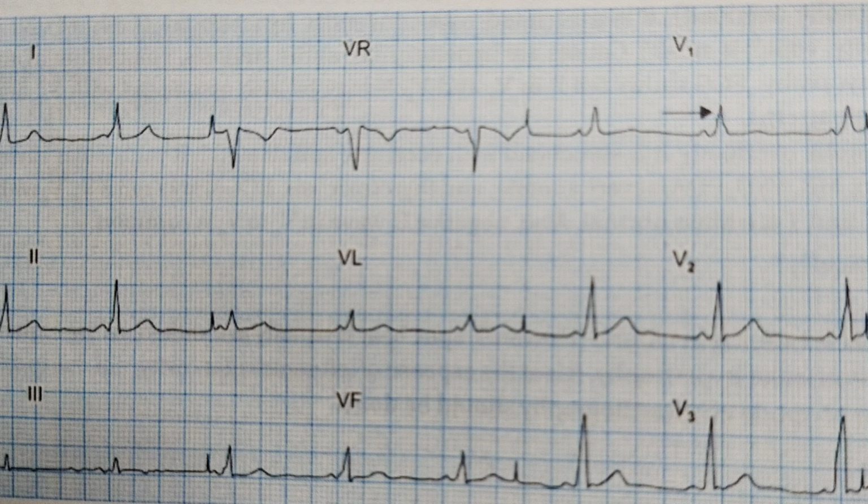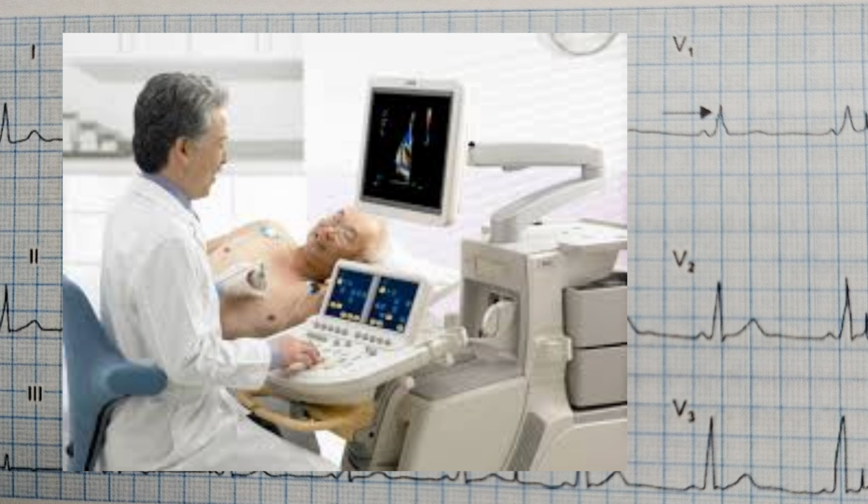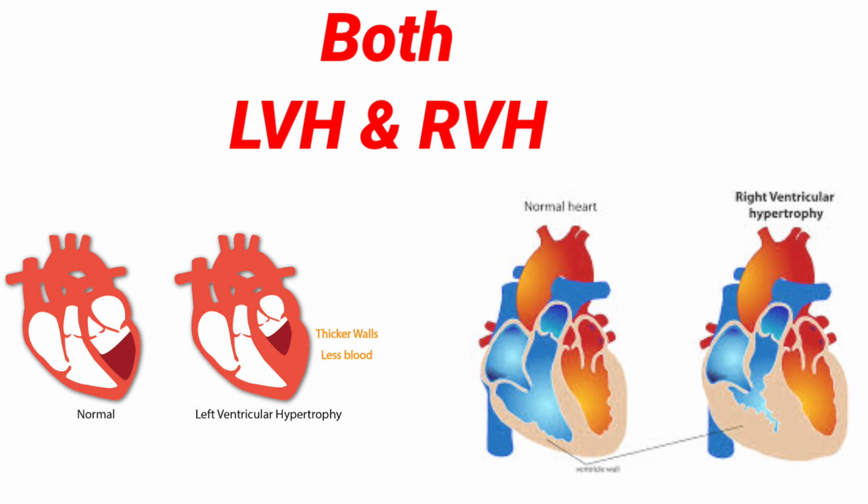Now come towards right ventricular hypertrophy. Here is the ECG. This ECG is showing a tall R wave in V1. You will clearly see in V1 there is a tall R wave, and this whole ECG is showing right ventricular hypertrophy. This is also confirmed by echocardiography, and there is another condition in which you will see both left and right ventricular hypertrophies in the same ECG.